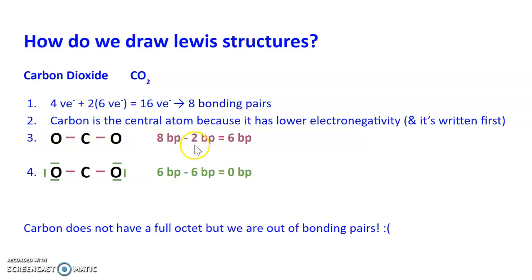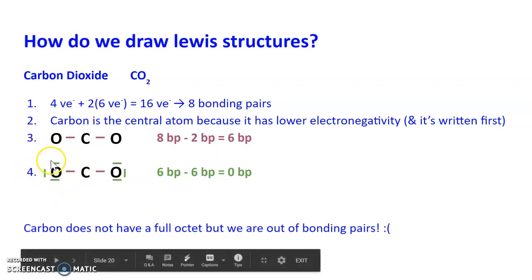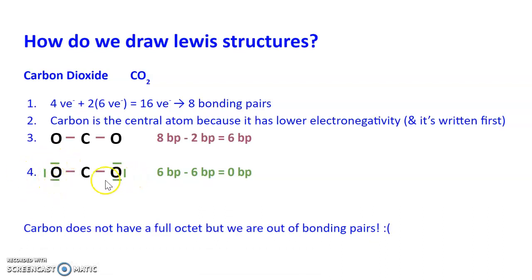So out of our 8 bonding pairs, we've used 2, so we have 6 left. So we're going to put the 6 we have left around the outside atoms first. We don't put them on the central atom first, we put them on the outside atoms first. So 1, 2, 3, 4, 5, 6. So we've used all our bonding pairs, we have no bonding pairs left, and now we're going to evaluate, is everybody happy? So oxygen has 2, 4, 6, 8 electrons. Oxygen is happy. The other oxygen, 1, 2, 3, 4, so 4 times 2 is 8, has 8 electrons, 4 bonding pairs.